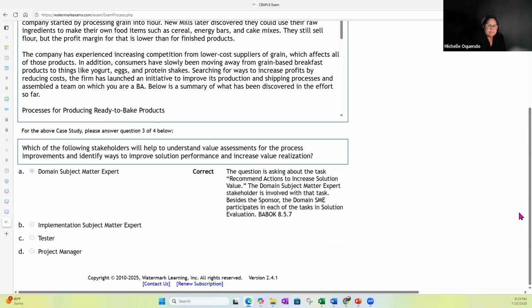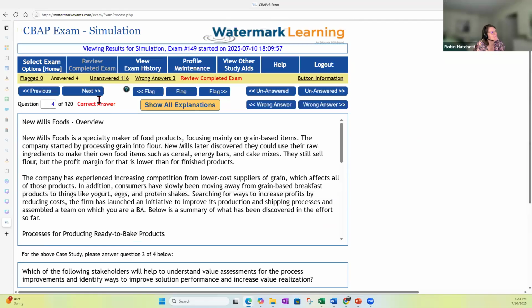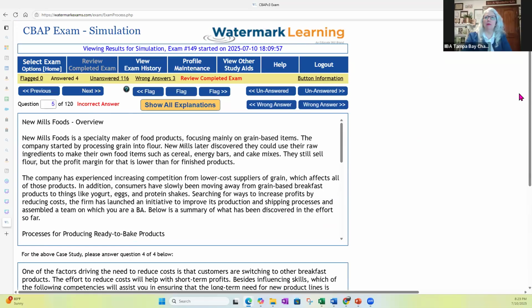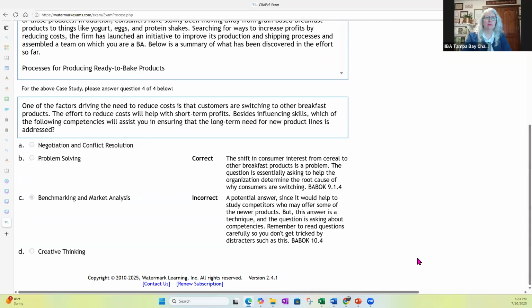Metric. We got this one right. The domain SME is the one who recommends actions to increase solution value. Very good, you got that one. And then we know the next one we also got wrong. Problem solving. That's crazy, because that's the root cause.